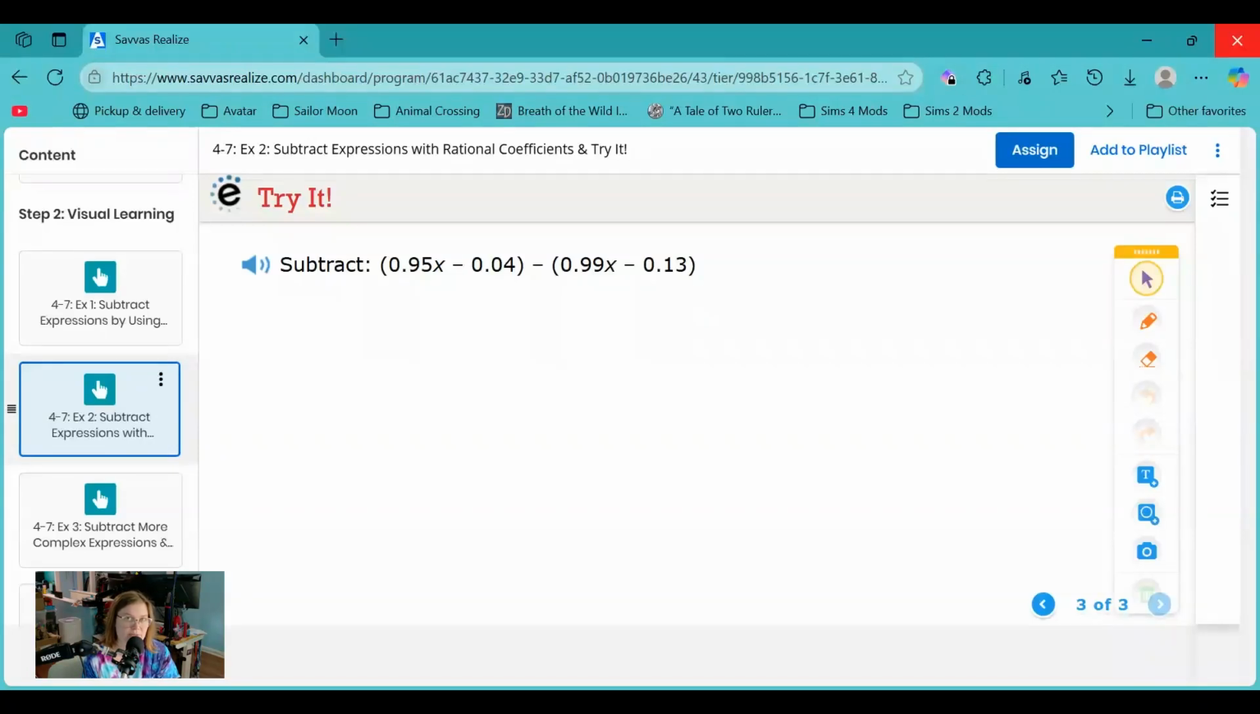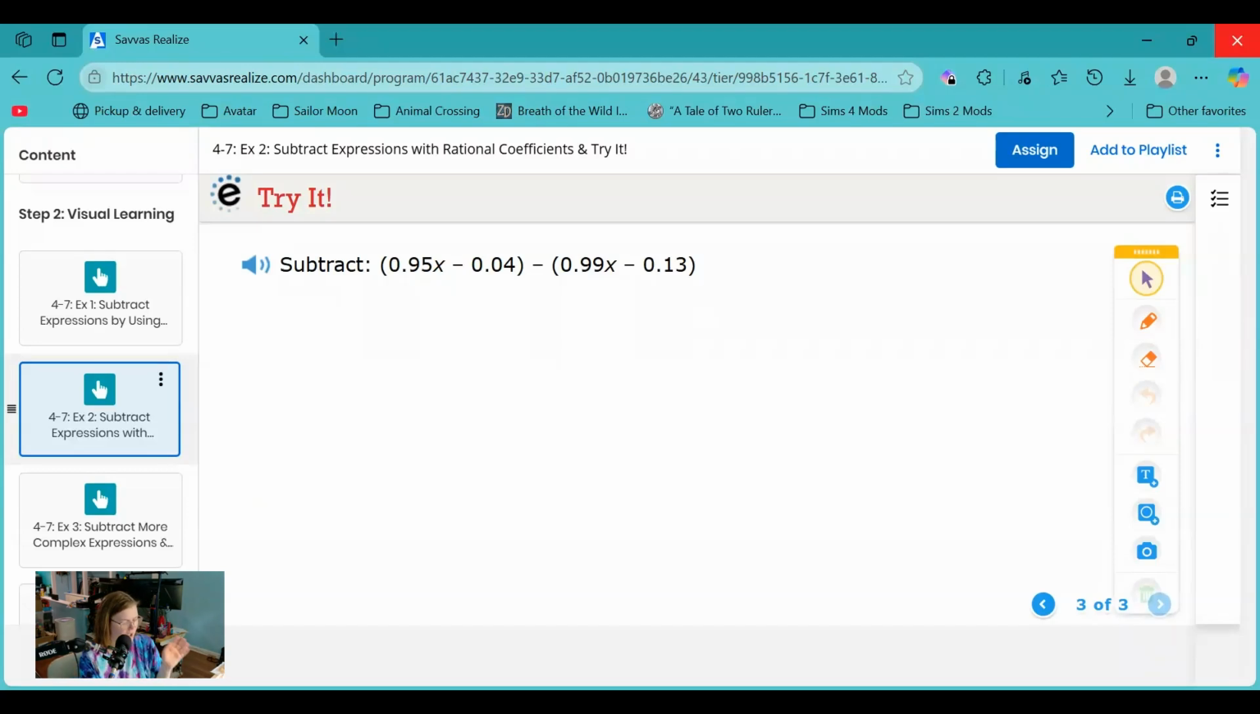So now we're going to do some actual subtracting. We're going to look at even more strategies. I'll show you the ones we looked at before, but I'm also going to show you another strategy on top of that. So this is the example to try it on page 241. I'm going to work this one out in a few different ways.